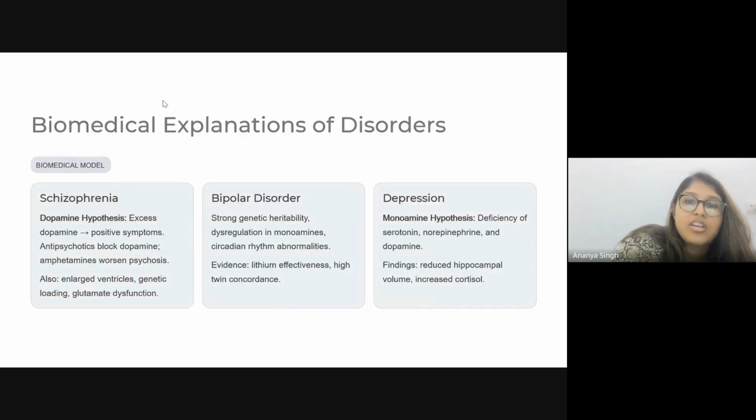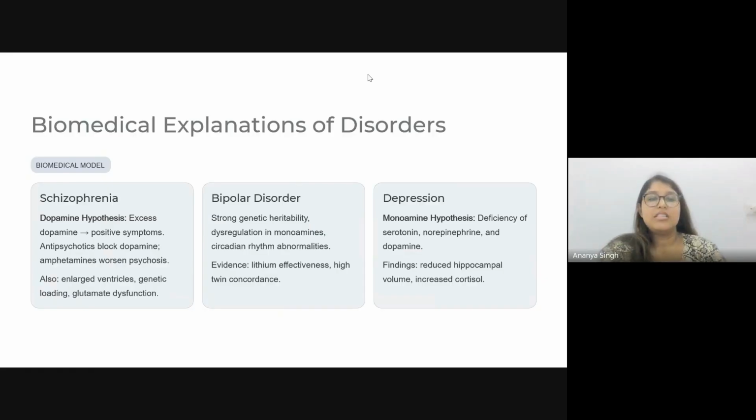Biological explanations of major mental disorders: for schizophrenia, mainly what's asked is the dopamine hypothesis. Excess dopamine causes positive symptoms. We'll be studying the pathways a little later. Antipsychotics block dopamine, and amphetamines worsen psychosis. There are also enlarged ventricles and genetic loading. Two main genes are implicated in schizophrenia: neuregulin and dysbindin. We'll see it later. And glutamate dysfunction.